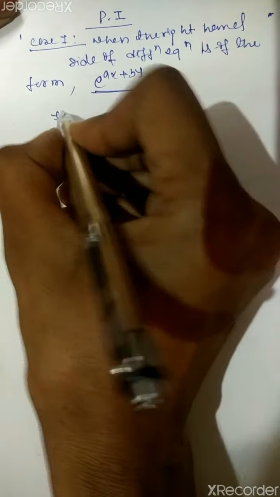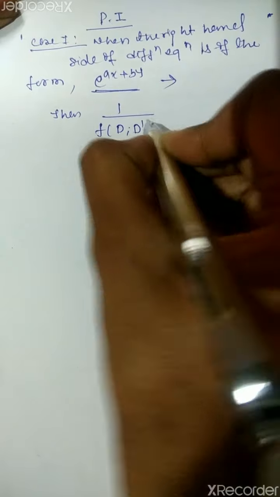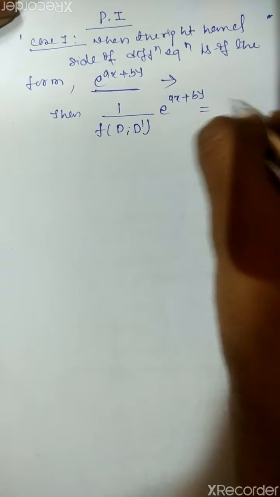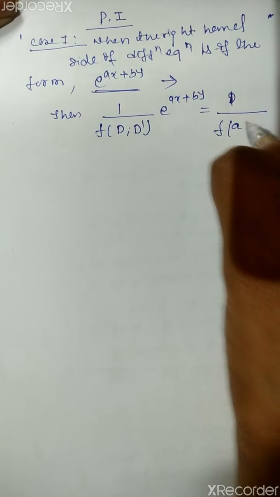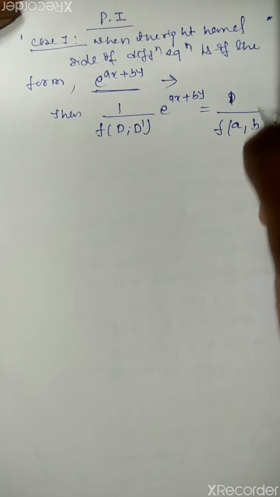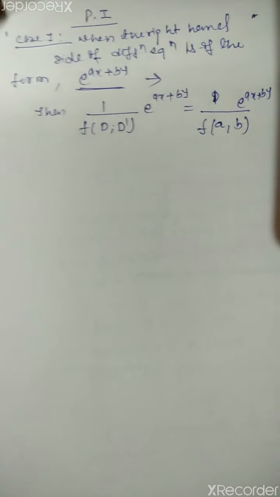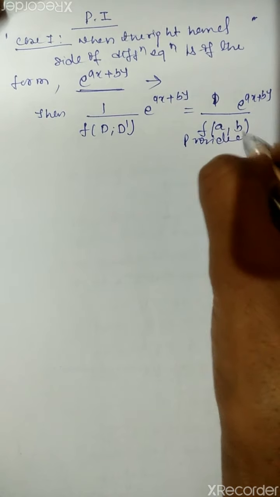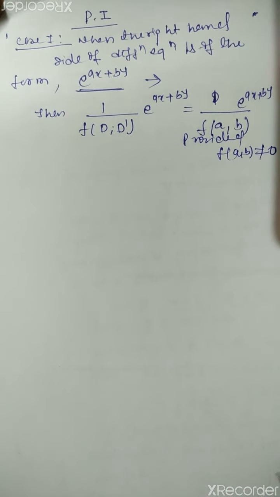Then for the particular integral, we write 1 by f(D, D') e to the power ax plus by, and this equals 1 divided by f of a, b, where we put a in place of D and b in place of D', multiplied by e to the power ax plus by, provided f(a, b) is not equal to 0.